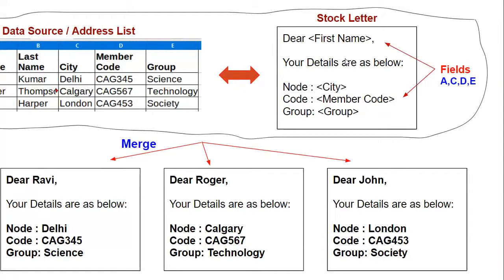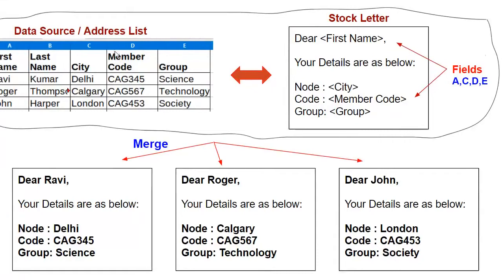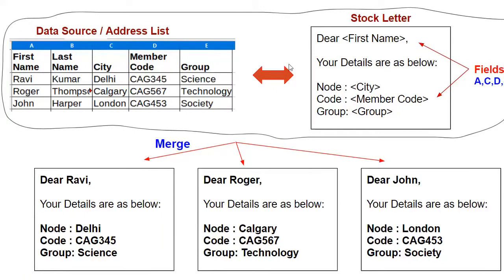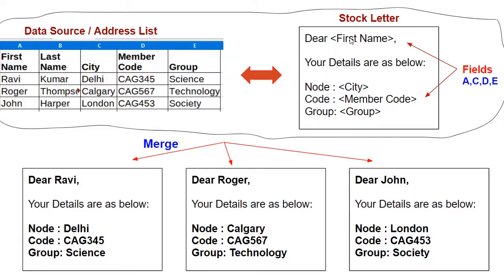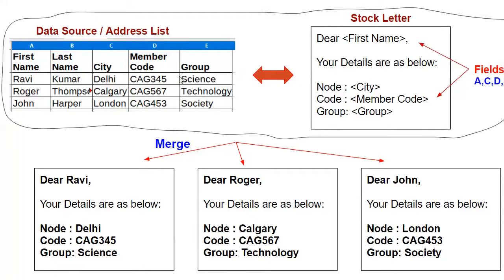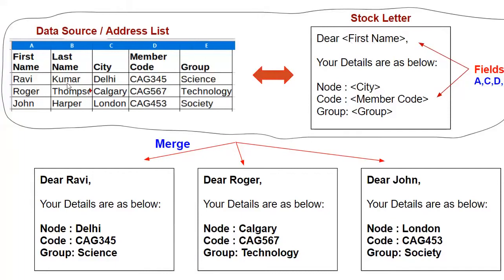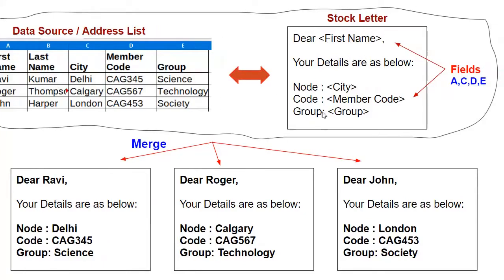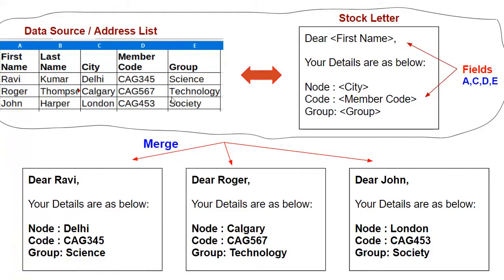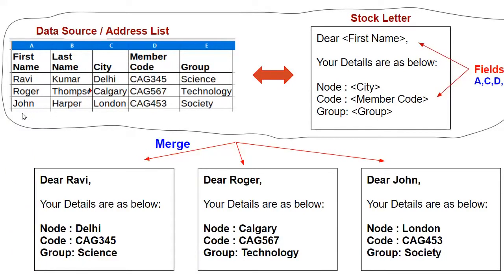It connects a stock letter to a list or a data source, and then with the press of a button, it prints the first letter, replacing the fields that you have mentioned in the letter, picking them up from the first row, and then it will go back again and write the second letter, but this time around it will pick up the fields from the second row. Then it will go back again and write, and it will continue doing this till such time that it has actually finished all the people in the list.